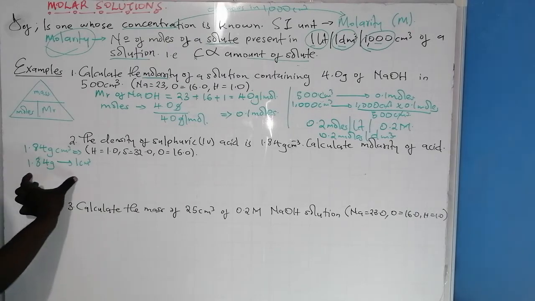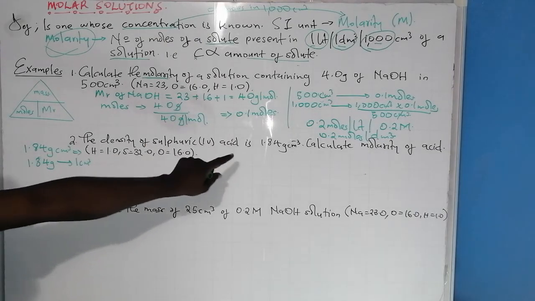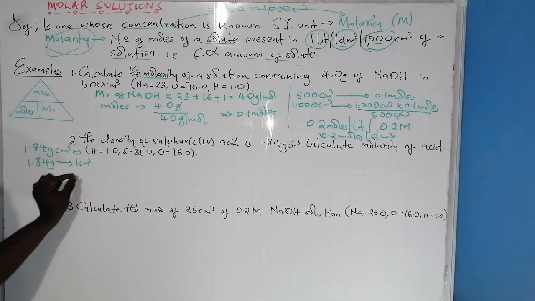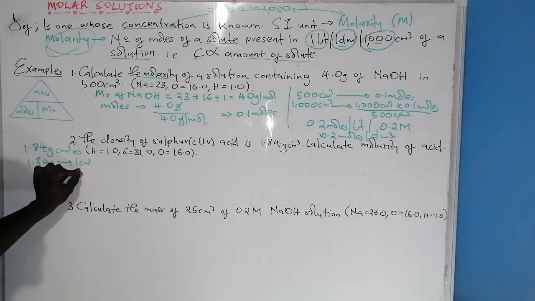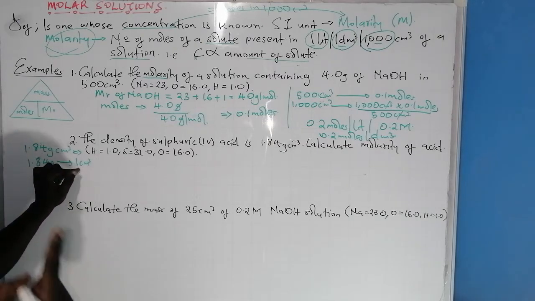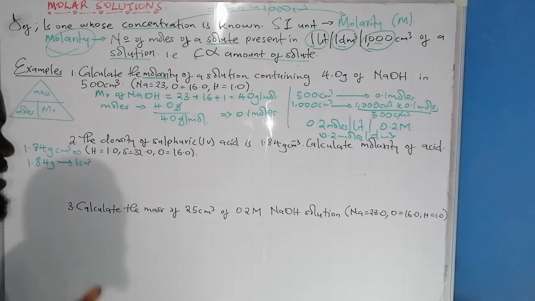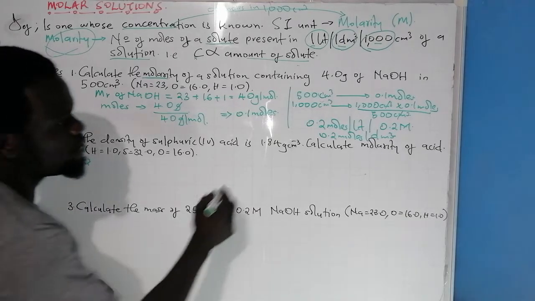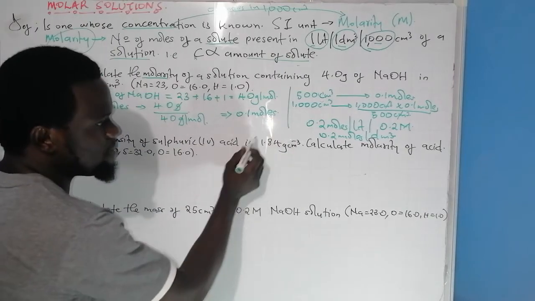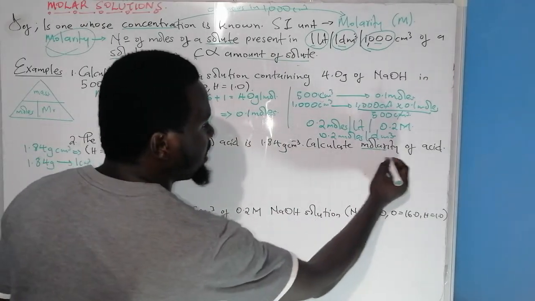So that is the understanding of the density. It is just mass per cubic centimeter. In this case, it is in 1 cubic centimeter. So if I have such a mindset in my thoughts, how do I get the molarity of this acid?